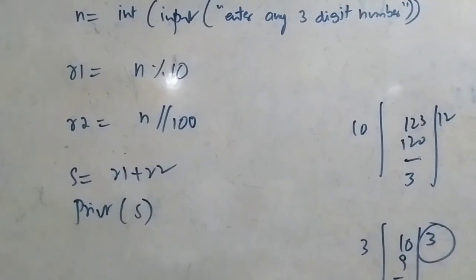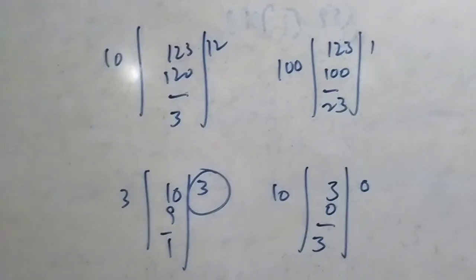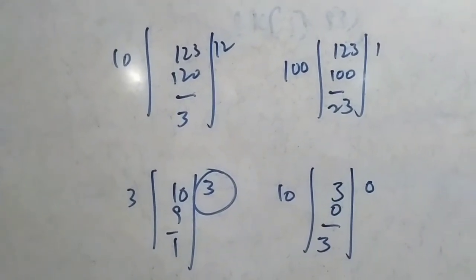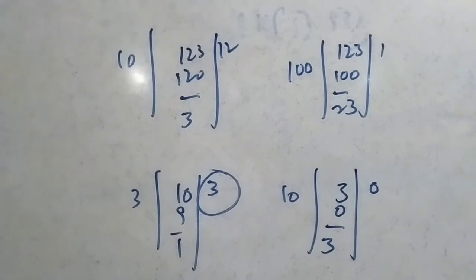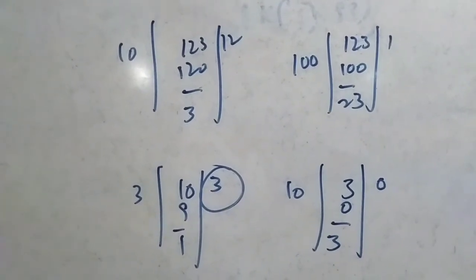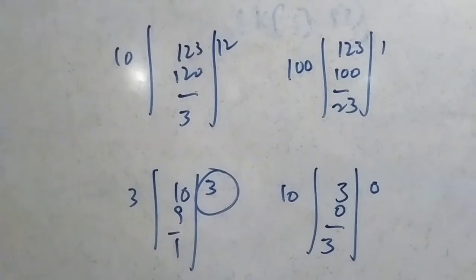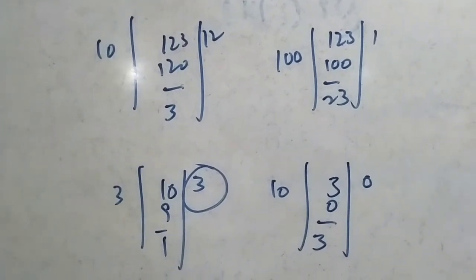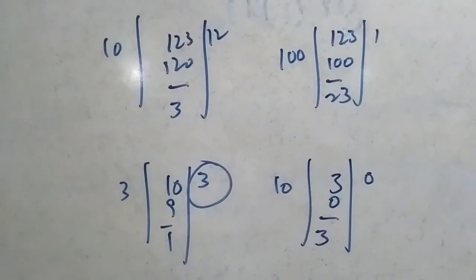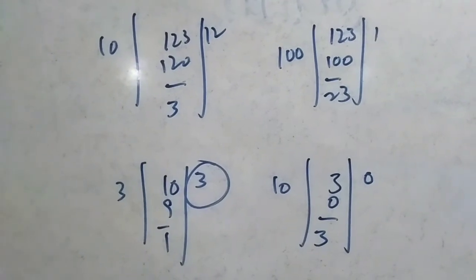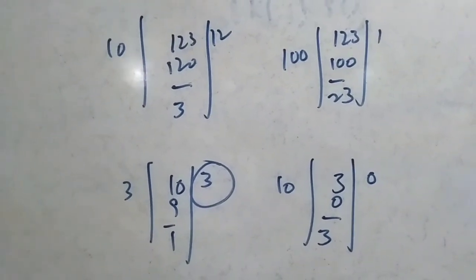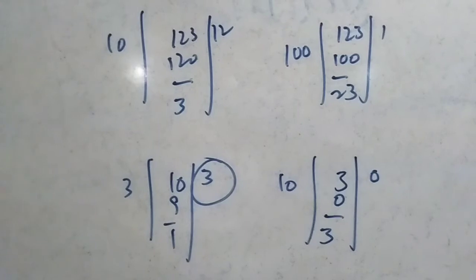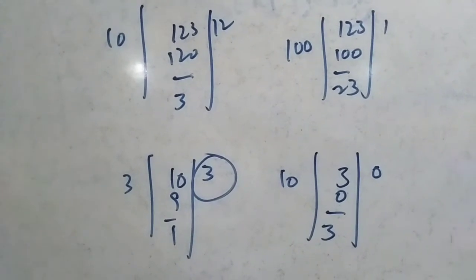So the logic behind this is this. 1, 2, 3 divided by 10, the remainder is 3. That is your R1, the last digit. To get the first digit of any 3-digit number, you divide it by 100 and take the quotient part. So 1, 2, 3 divided by 100, the quotient is 1. So 1 plus 3, that is R1 plus R2.